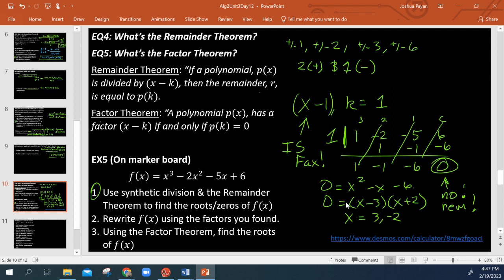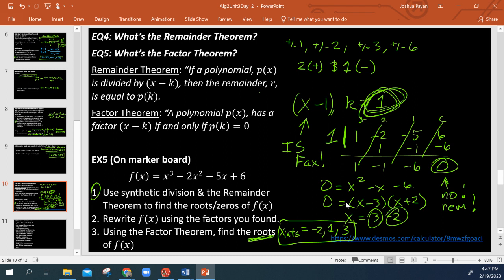What does this mean? Well, this means that my x-intercepts are positive 1, that I found just by luck using synthetic division, positive 3, and negative 2. So the roots, or x-intercepts, are going to be negative 2, positive 1, and 3. And there you have it. Does that match what Descartes' rule told us?